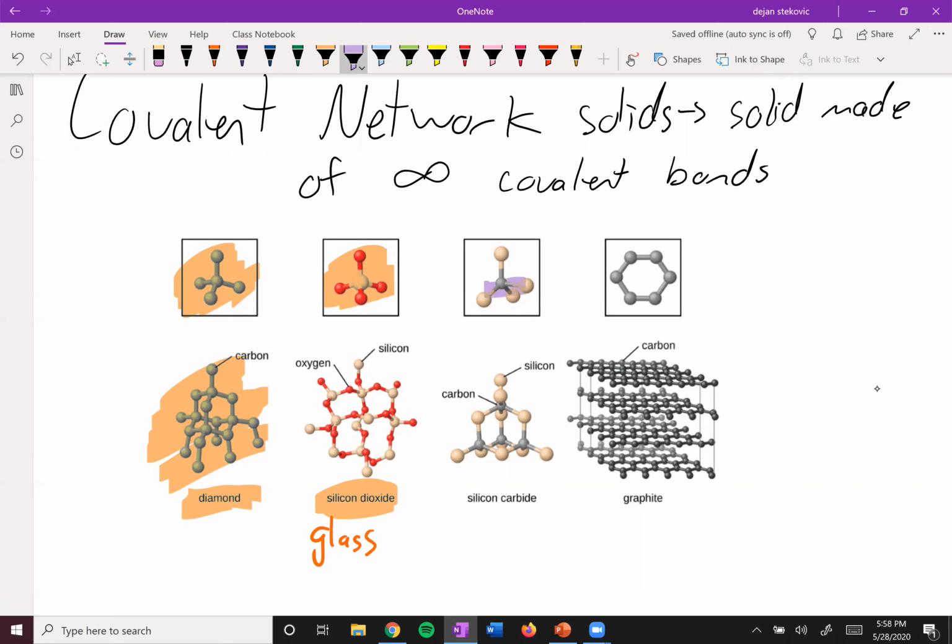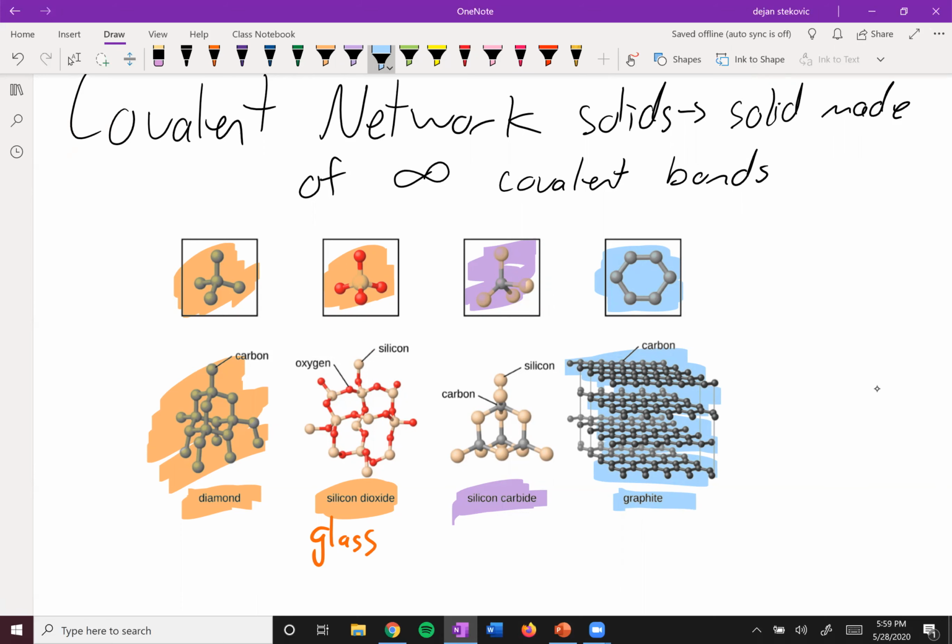Next up, we have carbon and silicon, right? That's silicon carbide, which is kind of like fake diamonds. And then here we have carbon, but now it's sp2 hybridized, and so it forms these flat sheets. This is the graphite that you see in your pencil.